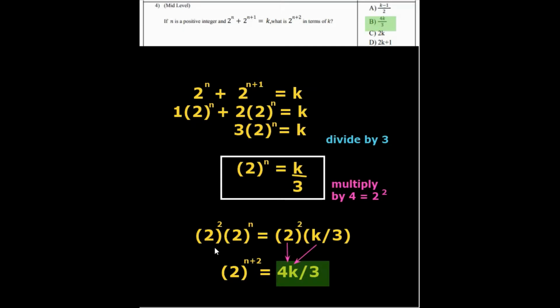By the laws of exponents, we'll have 2 squared times 2 to the n is 2 to the n plus 2. On the right side, which we had k over 3, that'll be 2 squared times k over 3. Adding that to the numerator, we have 4k over 3, and the correct answer is B.